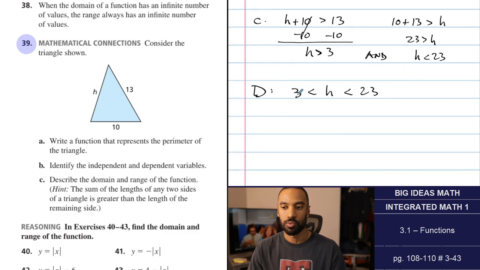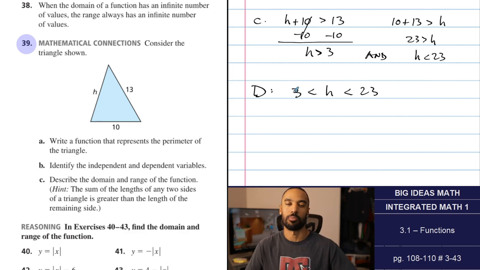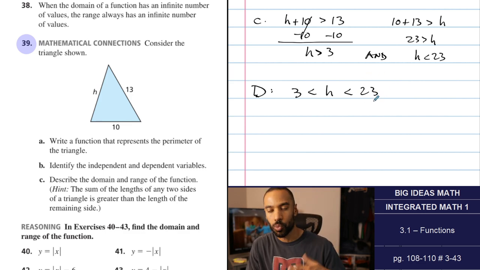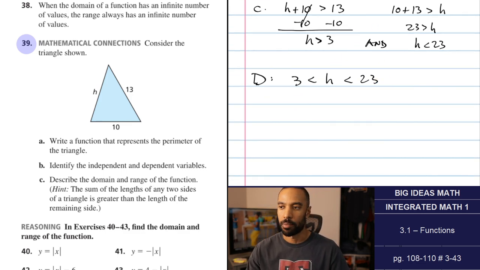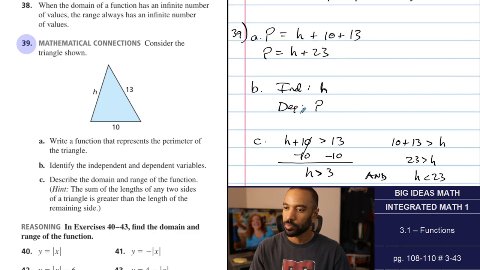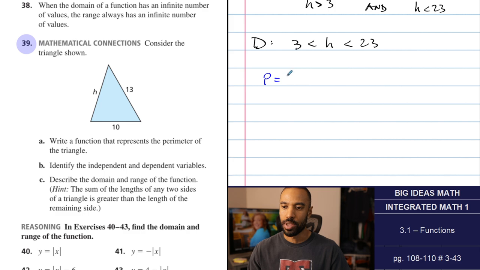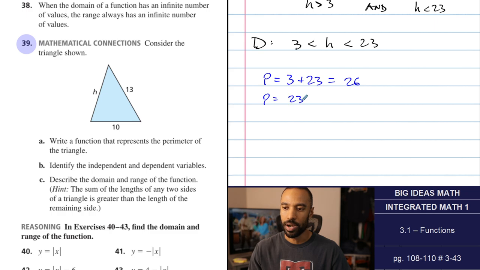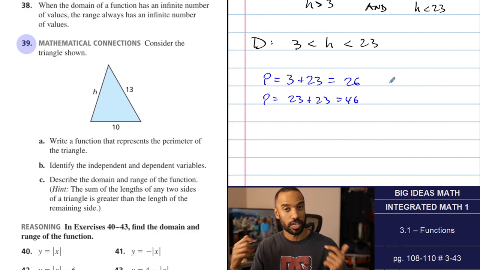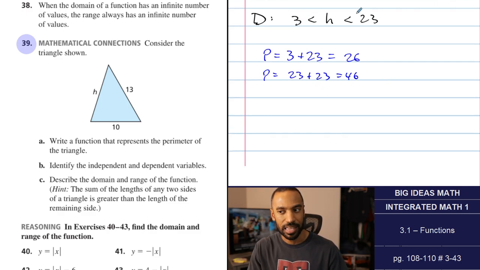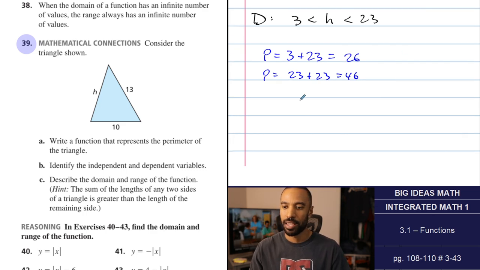This is where I could substitute 3 for h. Now remember, h can't be 3, but based on h not being able to be 3, I can determine what perimeter can't be. And same with h being 23 as well. So for my range, I'm going to do p equals h plus 23, so 3 plus 23. This is the minimum that it can't be, which is 26. And then also 23 plus 23, which is 46. P is not allowed to be 26 or 46, but it can be everything in between based on h not being this small and not this large, right? Hitting its floor, hitting its ceiling. So the range is going to be from 26 to 46 for perimeter.